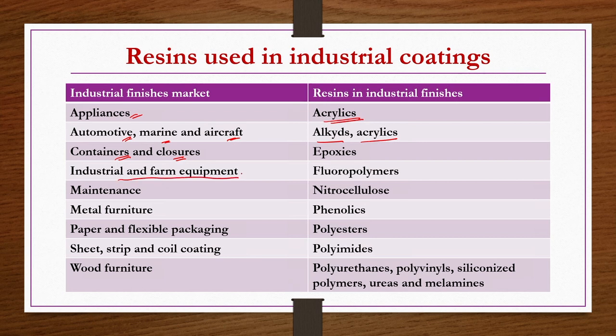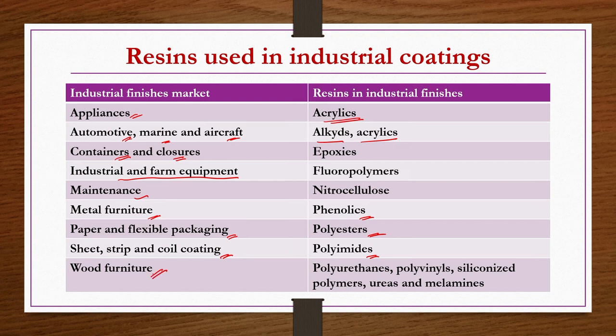Industrial and farm equipment, if you are coating, then fluoropolymers are better as industrial coatings. For maintenance related things, nitrocellulose is better. Metal furniture, then it is better to use phenolic resins in industrial coatings. Paper and flexible packaging, polyesters are good enough to use as industrial coatings. If you are applying industrial coating for sheets, strip and coil coating, then polyamide based industrial coatings are good ones.